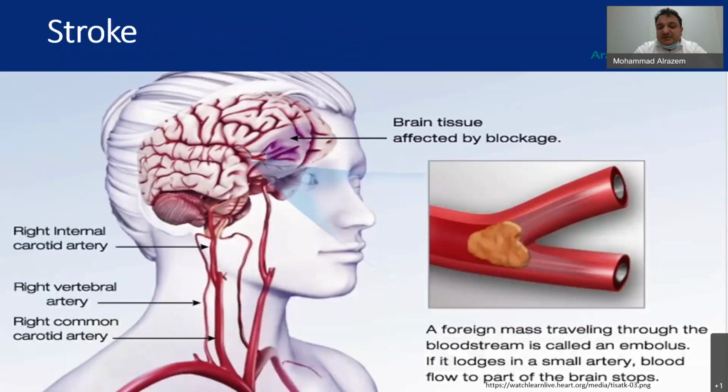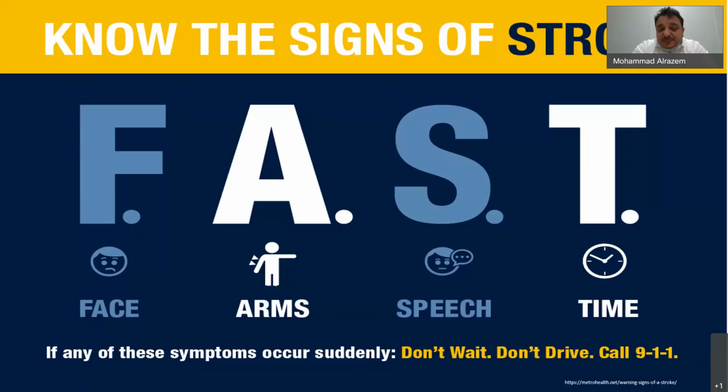Now, what about the stroke? It's the same clot, but instead of going to the heart, it goes to the brain. When it goes to the brain, it stops the blood flow to the brain cells. So this clot will give you these signs. Remember this acronym, FAST. When the patient has a stroke, the face, half of the face, left or right, according to where exactly the clot is, will be drooping. It will be asymmetrical.